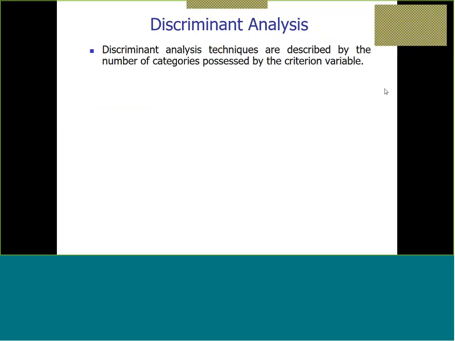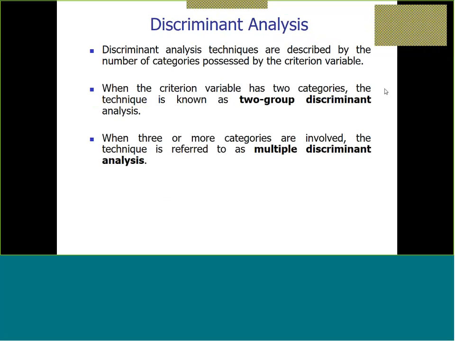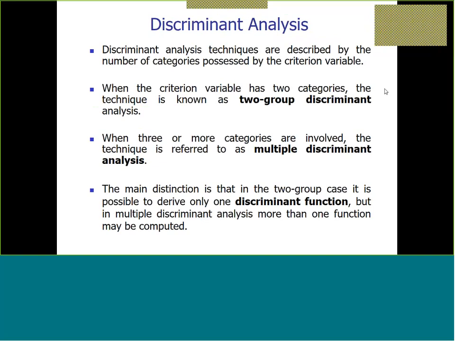Discriminant analysis techniques are described by the number of categories possessed by the criterion variable. Like when the criterion variable or dependent variable has two categories, the technique is known as two-group discriminant analysis. When three or more categories are involved, the technique is referred to as multiple discriminant analysis. So the main distinction is that in the two-group case it is possible to derive only one discriminant function, but in multiple discriminant analysis, more than one function may be computed.